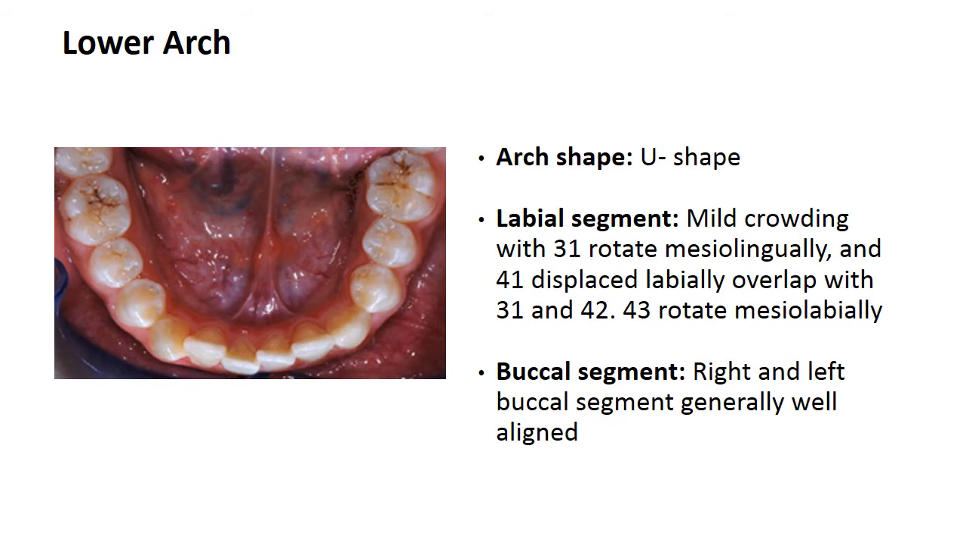For the lower arch, the shape is U shape. For the labial segment, the patient presented with mild crowding with 31 rotated mesiolingually, and 41 displaced labially overlapping with 31 and 42, and then 43 rotated mesiolabially. For the buccal segment, the right and left buccal segments are generally well aligned.